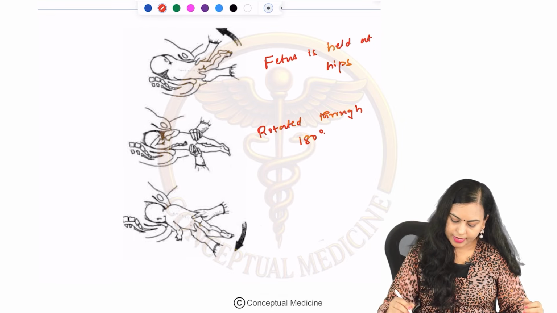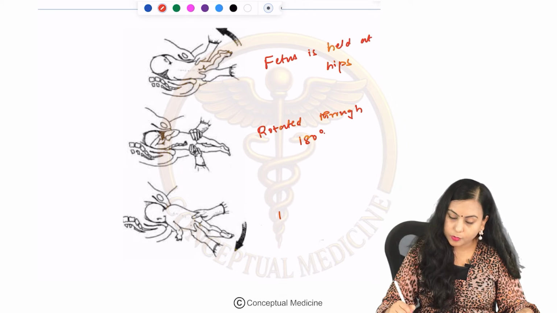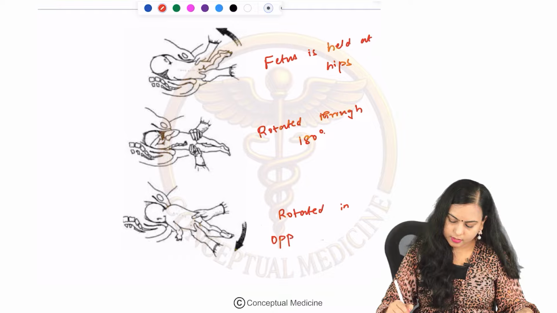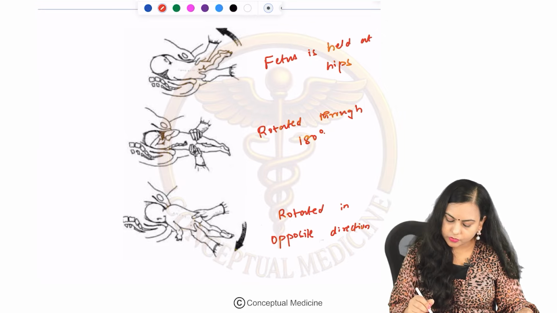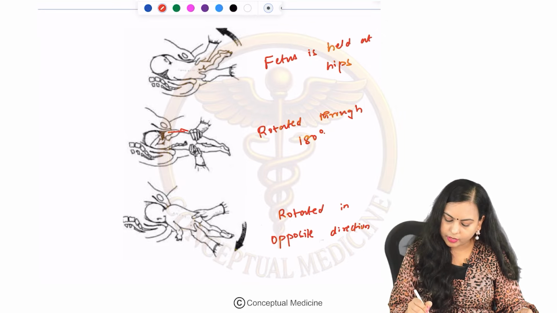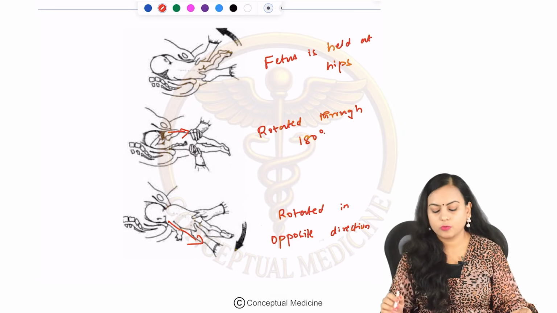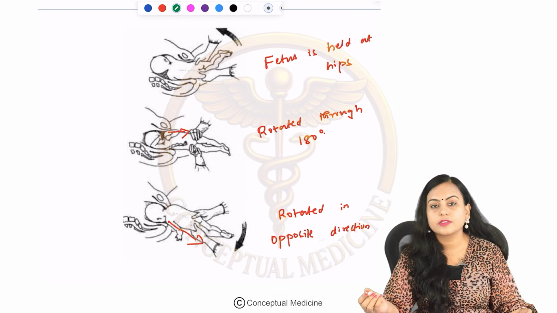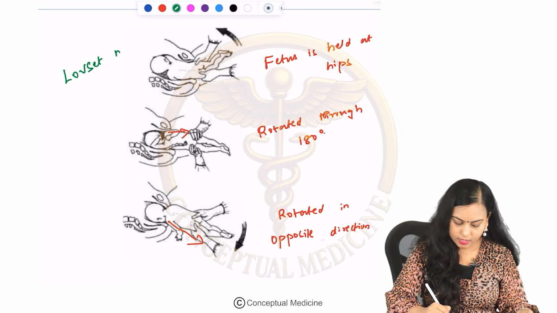Okay, and finally what is happening? The fetus is again rotated back, okay, in the opposite direction, so that the shoulder and arm are delivered. So here also one shoulder and arm have come outside and here also another shoulder and arm have come outside. So what is this maneuver? This maneuver is a Løvset maneuver. Yes. Okay, so this is a Løvset maneuver.